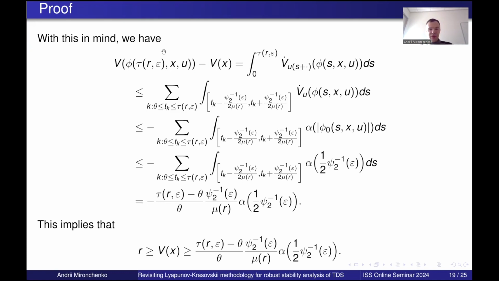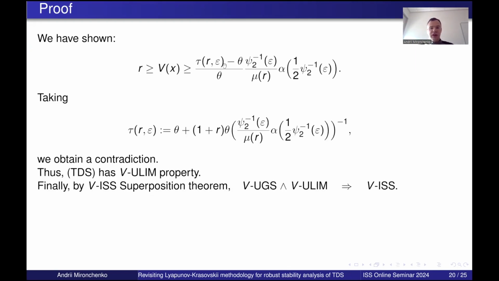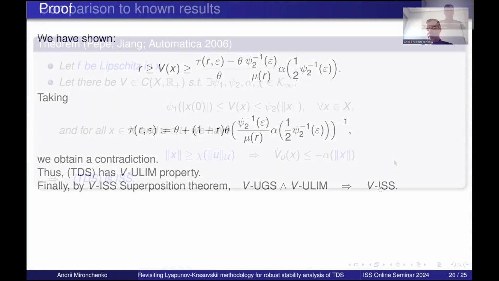And now what we have obtained, we can put V to this part, this guy to the other part, and then we will see that R is greater or equal than V of X, and it is greater or equal than this guy. And now choosing tau in the right way, we can ensure that this term will be larger than R. And in this way, we will violate this inequality and get a contradiction. And this is what we do. So we choose R in this way, tau in this way, and then we obtain a contradiction to this inequality. This contradiction shows that our time delay system has the V-Lim property. And finally, by the V-ISS superposition theorem, we obtain that V-UGS together with V-Lim implies V-ISS.